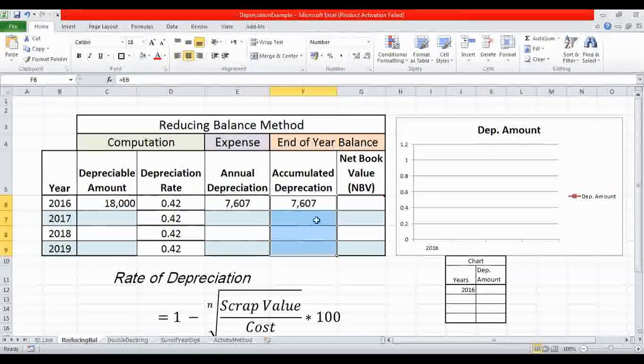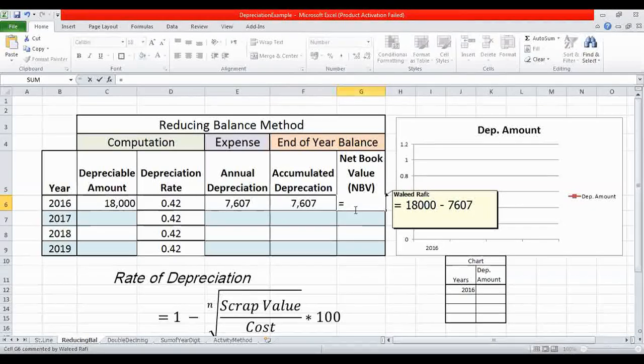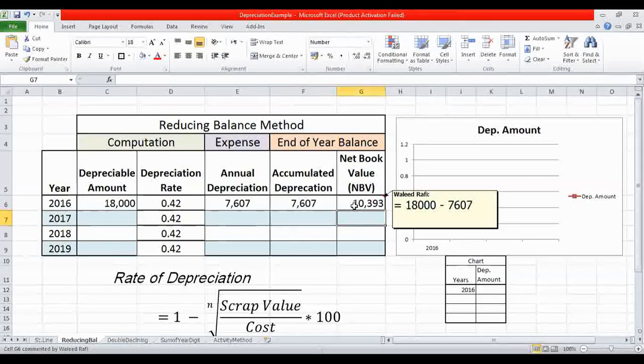Now we need to calculate the net book value. The net book value in this case is the depreciable amount, which is 18,000, our first value, minus the accumulated depreciation. So let's find the value: 18,000 minus this accumulated depreciation. You can see 10,339. Now, in the next year, this closing balance will become our opening balance.